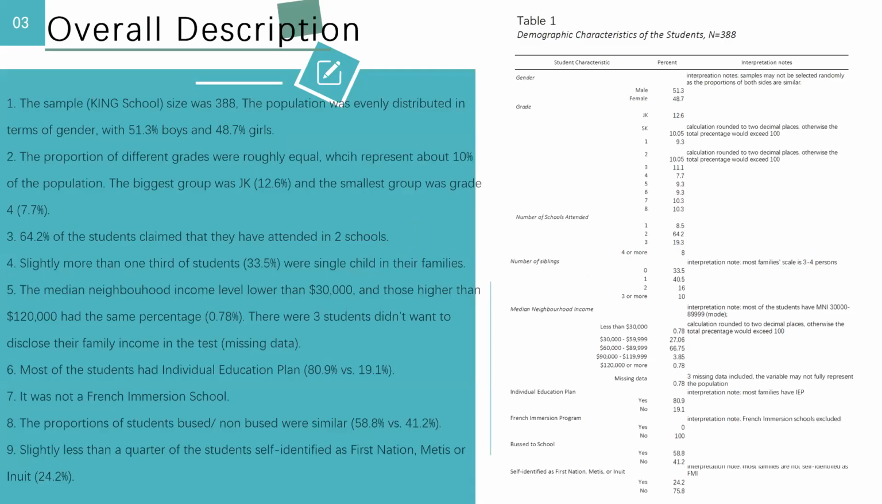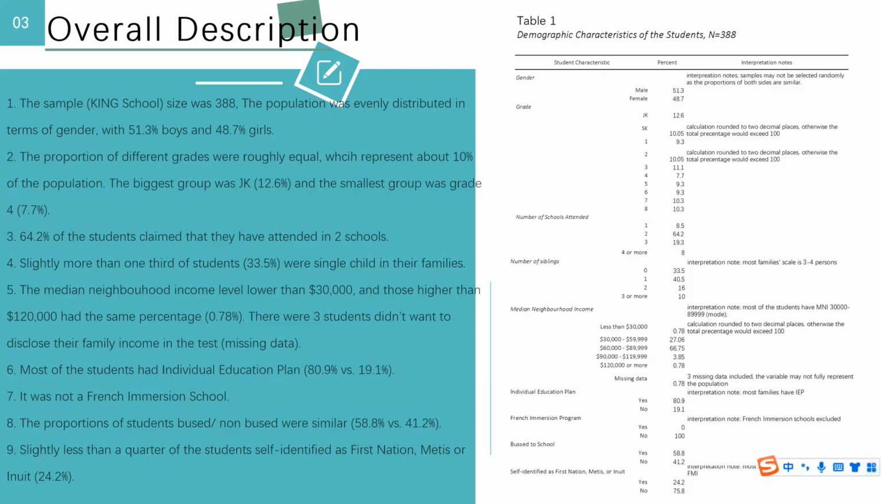For the overall description, the sample size of the King School was 388 students. The population was evenly distributed in terms of gender, with 51.3% boys and 48.7% girls. The proportion of different grades were roughly equal, which represents about 10% of the population for each grade. The biggest group was JK, which represents 12.6%, and the smallest group was grade 4, which represents 7.7% of the population.